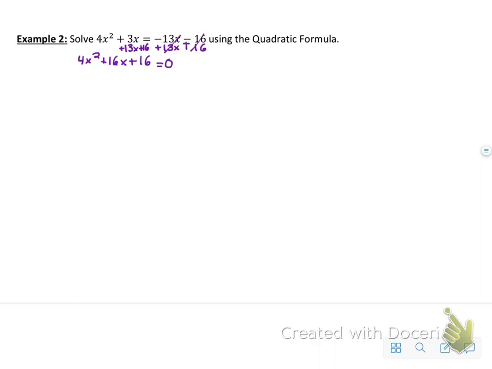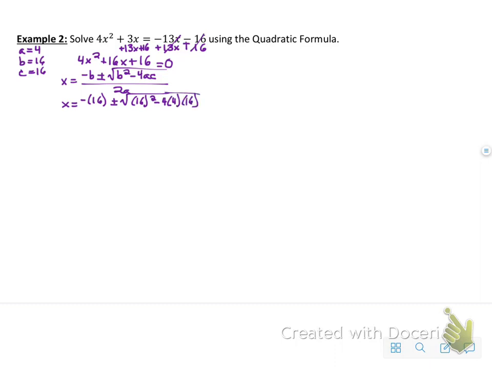So our A, let's come over here and write our A. Our A is 4, our B is 16, and our C is 16. Remember, you start out by writing the quadratic formula, so x equals negative b plus or minus the square root of b squared minus 4ac over 2a. And you take your letters and replace them with your numbers. So we have negative in parentheses 16 plus or minus the square root of in parentheses 16 squared minus 4 times 16. All over 2 times 4.